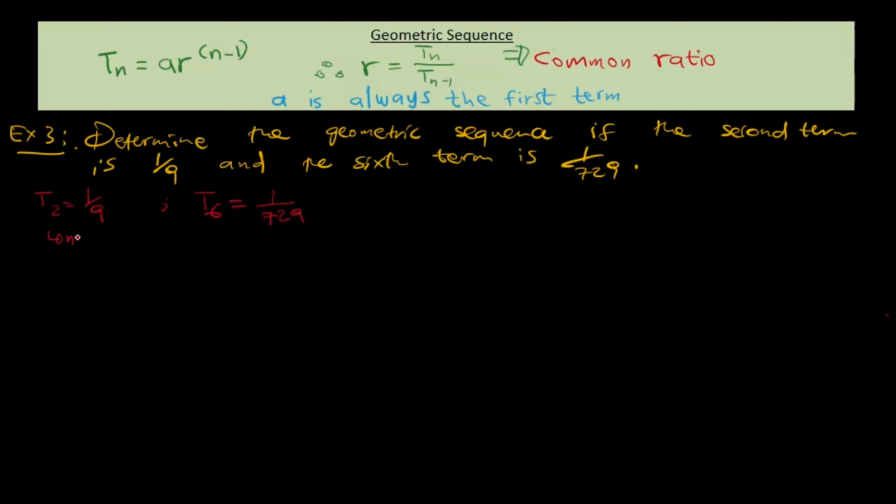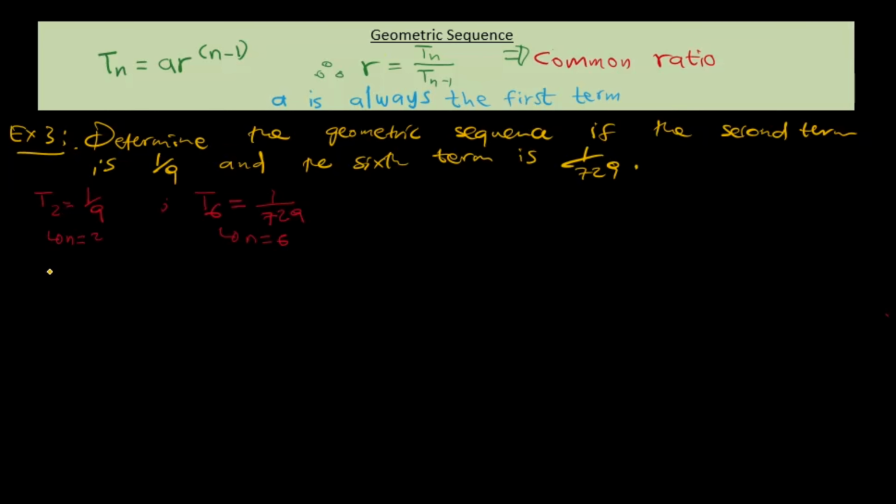What else do you know? You know that n is equal to 2, and when you have T6, you know that n is equal to 6. From these two, we can determine our two equations, and we can solve them simultaneously. Let's go for it.